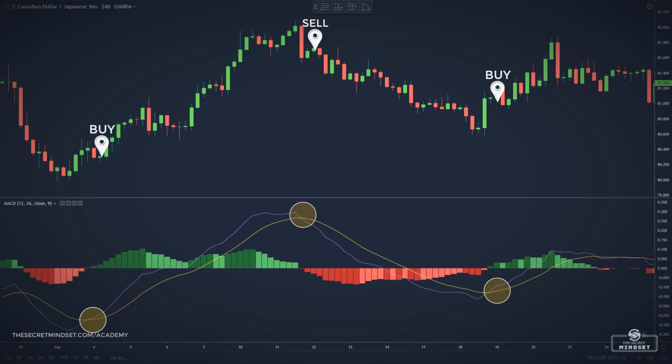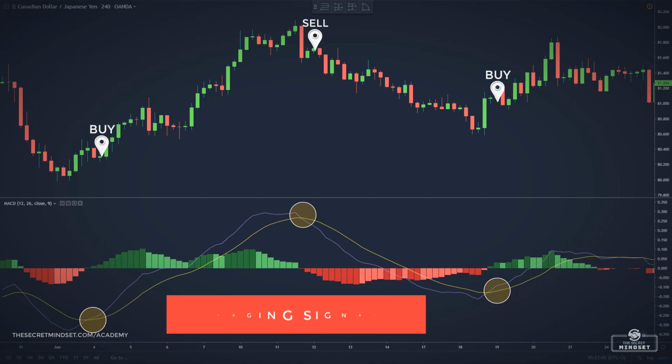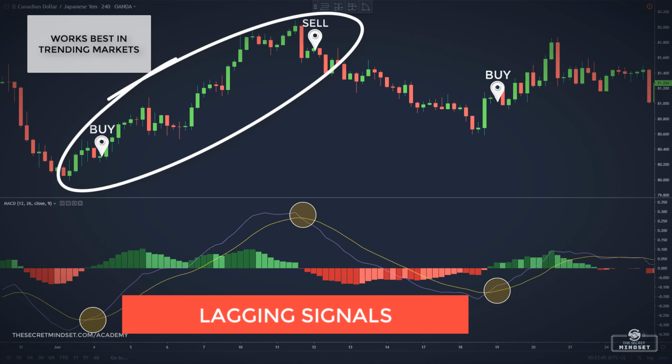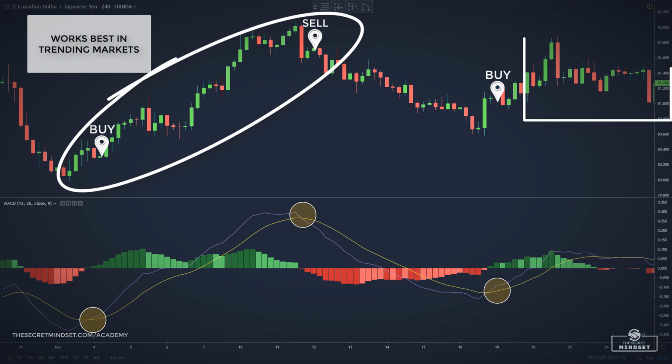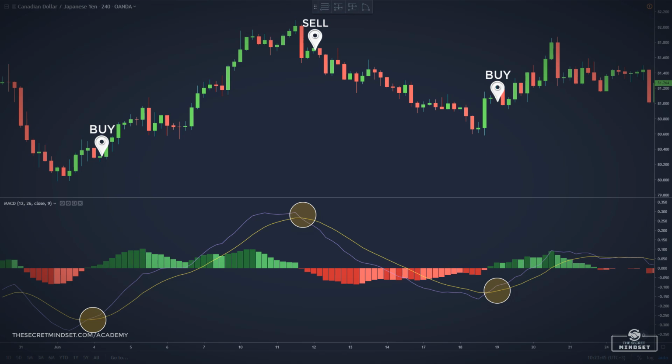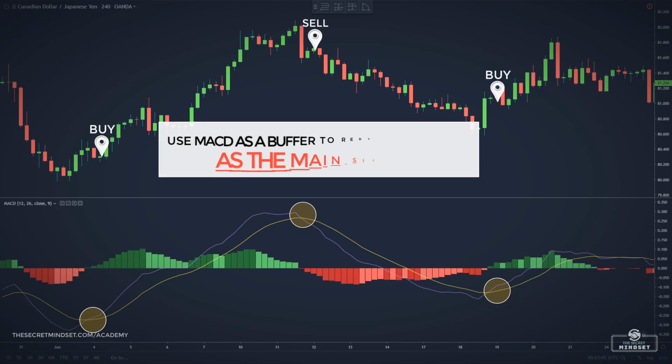Using the MACD in this way makes it a lagging indicator. Just like moving averages, which are also lagging indicators, the MACD works best in strong trending markets. Both the MACD and moving averages are intended to keep you on the right side of the market, on the long side during uptrends and on the short side or out of the market altogether during downtrends. While you may enter a trade after the beginning of a trend and exit before the trend comes to an end, I would use this indicator as a buffer to reduce risk, not as the main signal.